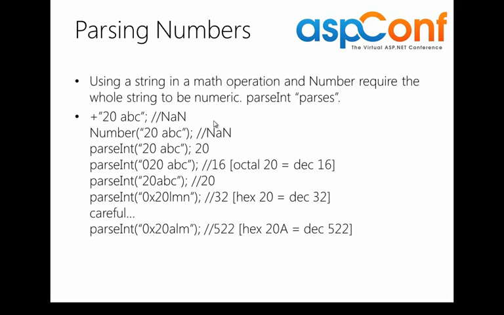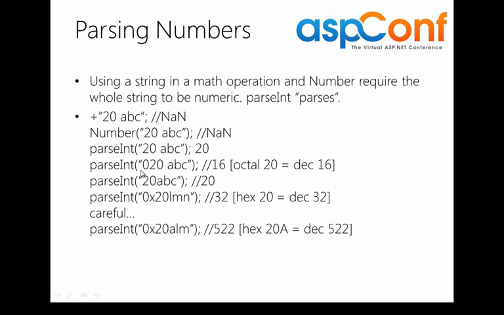Out of the three methods, parseInt parses differently from using a numeric operation and the Number function. They require the whole string to be numeric. If there are some non-numeric characters, it will return not a number, or NaN. So if I do plus "20 ABC", that gives me NaN. If I do Number("20 ABC"), that also gives me NaN. If I do parseInt("20 ABC"), that gives me 20. So you can have trailing stuff when you're doing parseInt, and it will actually pick up the first number.